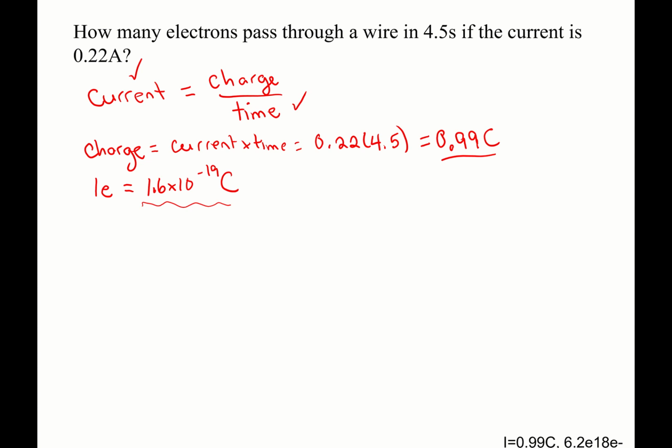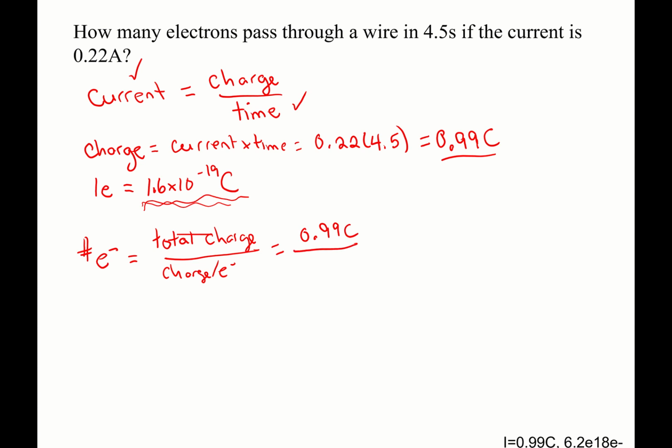So we're going to do the same thing here. I've got 0.99 coulombs of charge. That's my total that was brought by the students. Each electron is bringing 1.6 times 10 to the minus 19 coulombs. So that's like each student bringing 2 cans. So how am I going to do it? The number of electrons is just going to be the total charge divided by the charge per electron. Okay, so 0.99 coulombs divided by 1.6 times 10 to the minus 19.